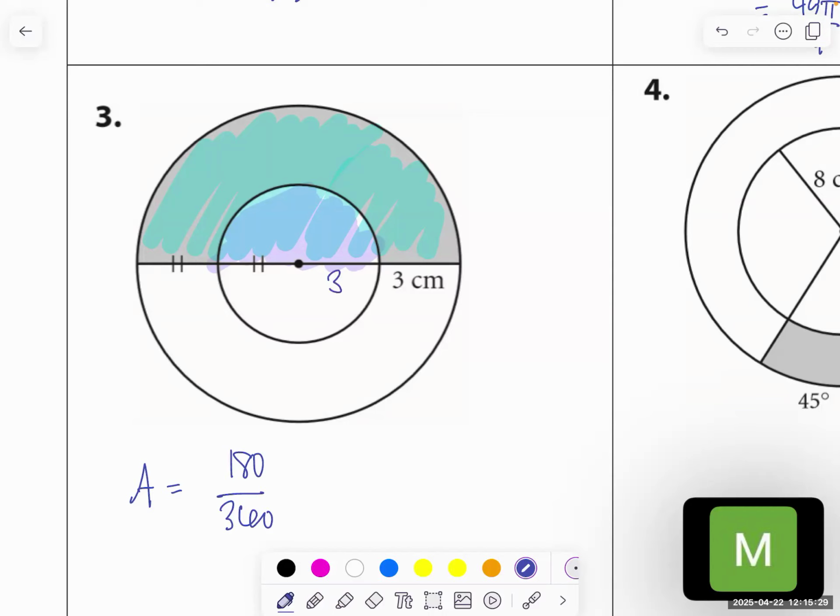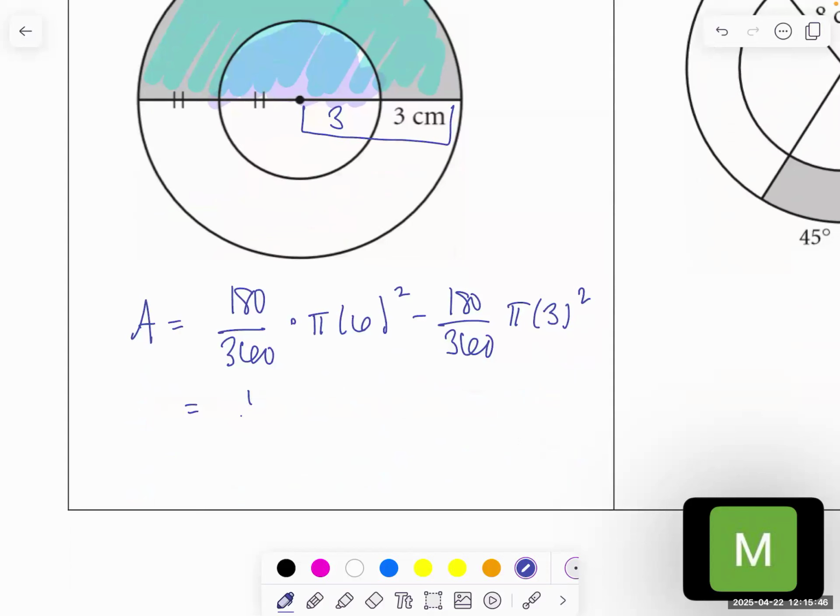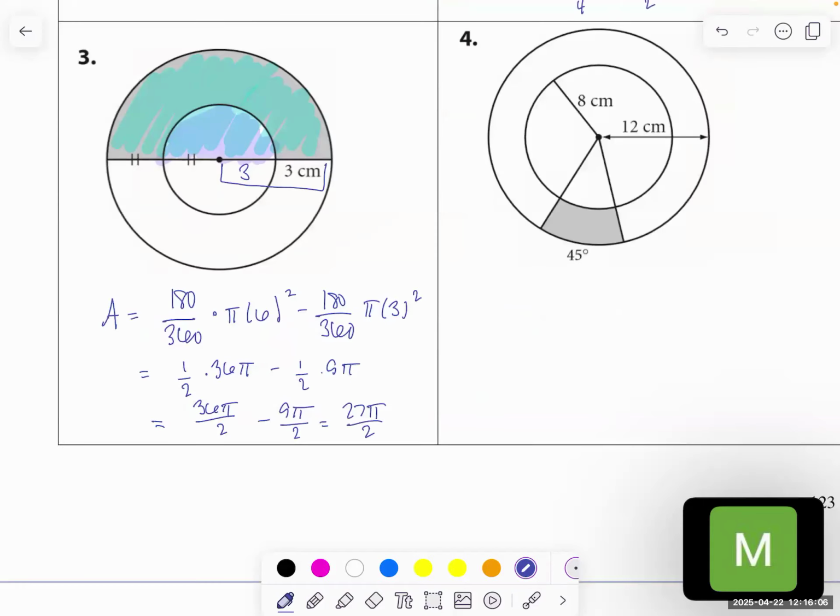But the entire radius for this circle here is going to be 6. So I'd have pi 6 squared, and then subtract from that the purple. That radius is pi 3 squared. So I end up with 1/2 times 36 pi minus 1/2 times 9 pi. 36 pi over 2 minus 9 pi over 2 is going to give me 27 pi over 2. And then I'm done. So again, you're going to want to consider these to be the same.